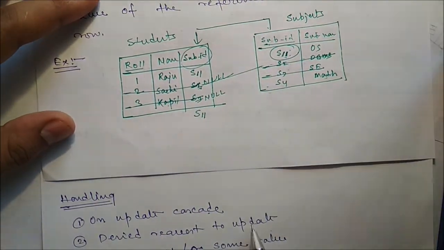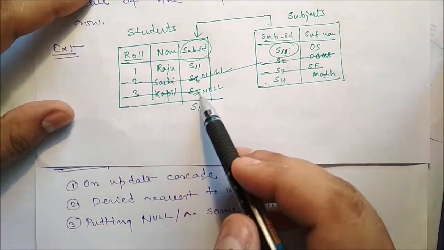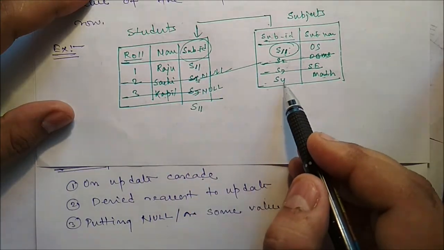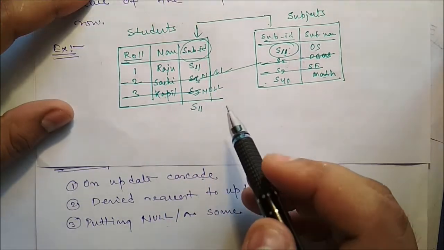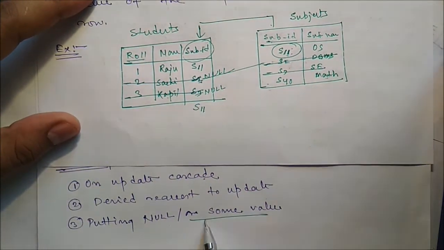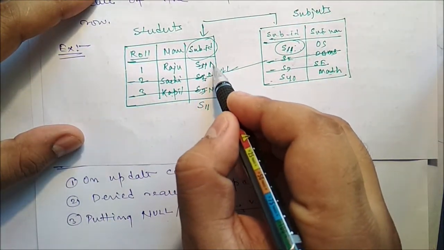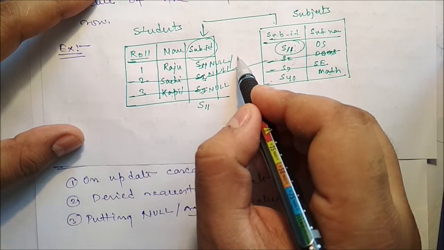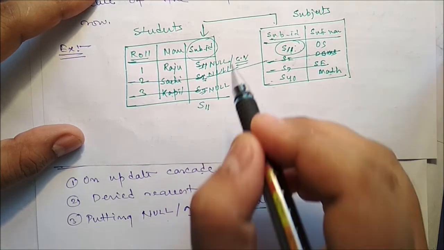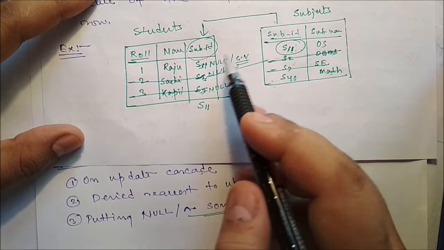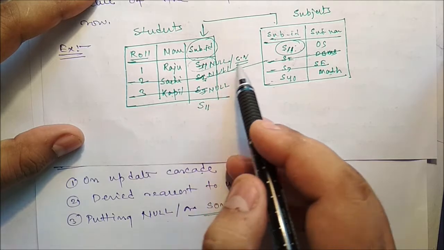Next is denied request to update. That means if you want to update, it will not allow because S1 is present, but if you want to change S4 to S40, it is okay. We can change it easily because S40 is not present. Or putting null or some value. Now suppose if you don't want to change here, we can put null, or we can write a change attribute like this way, some characters, the change value CV. That means something was there initially, now it is changed, so that's why that CV is there.